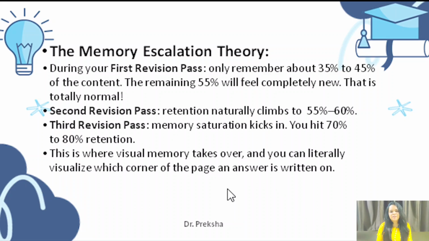In the third revision pass, memory saturation kicks in and you hit 70 to 80% retention. This is where visual memory takes over and you can literally visualize which corner of the page an answer is written on. So you will pass through all these stages. Stay confident and trust your preparation.